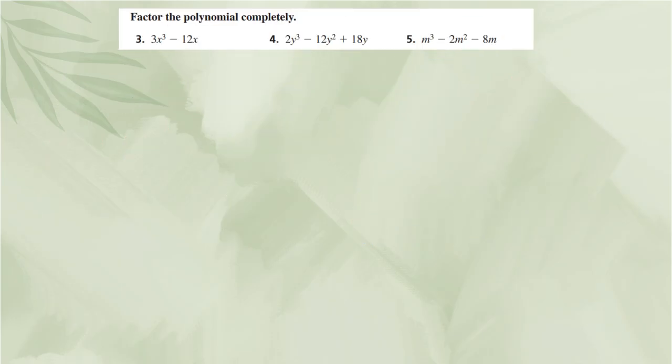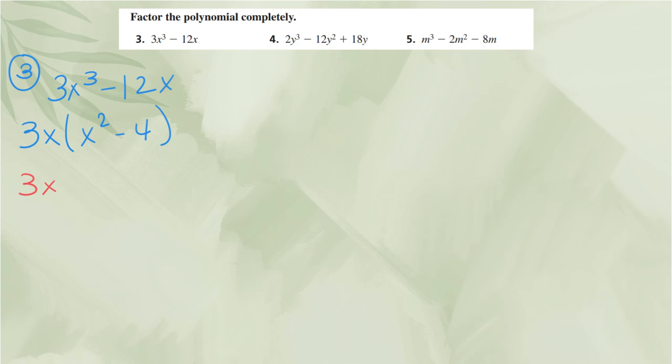Number 3, factor the polynomial completely. I'm going to have 3x cubed minus 12x. I know that I can take out a 3 and an x, and I'm left with x squared minus 4. And I know that the inside, I can continue factoring. So I'm left with 3x times x squared minus 2 squared. Remember, I'm just rewriting. That's a perfect square.